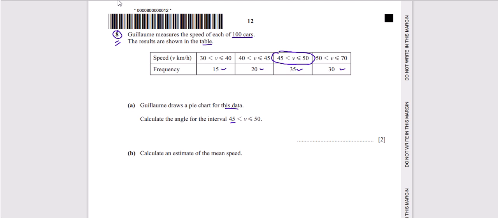First of all, we use the formula. The frequency of this interval is 35 divided with 100 multiply the total angle. The total angle is 360 degrees. Calculate these values. We get 126 degrees.